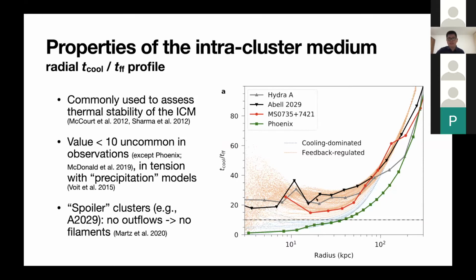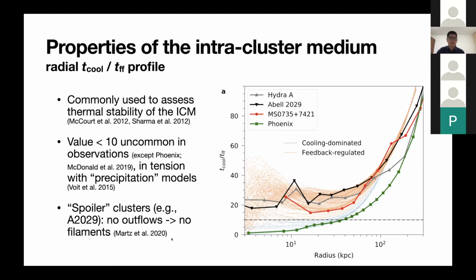But all the other systems that we have observed have a minimum cooling to freefall timescale ratio usually above 20, right? So it poses a challenge to the precipitation model that we had before. But in our simulations, as you can see, these orange dotted lines are the feedback-regulated phases of the AGN evolution, and we can see it actually agrees pretty well with the actual observations of these cool core clusters.